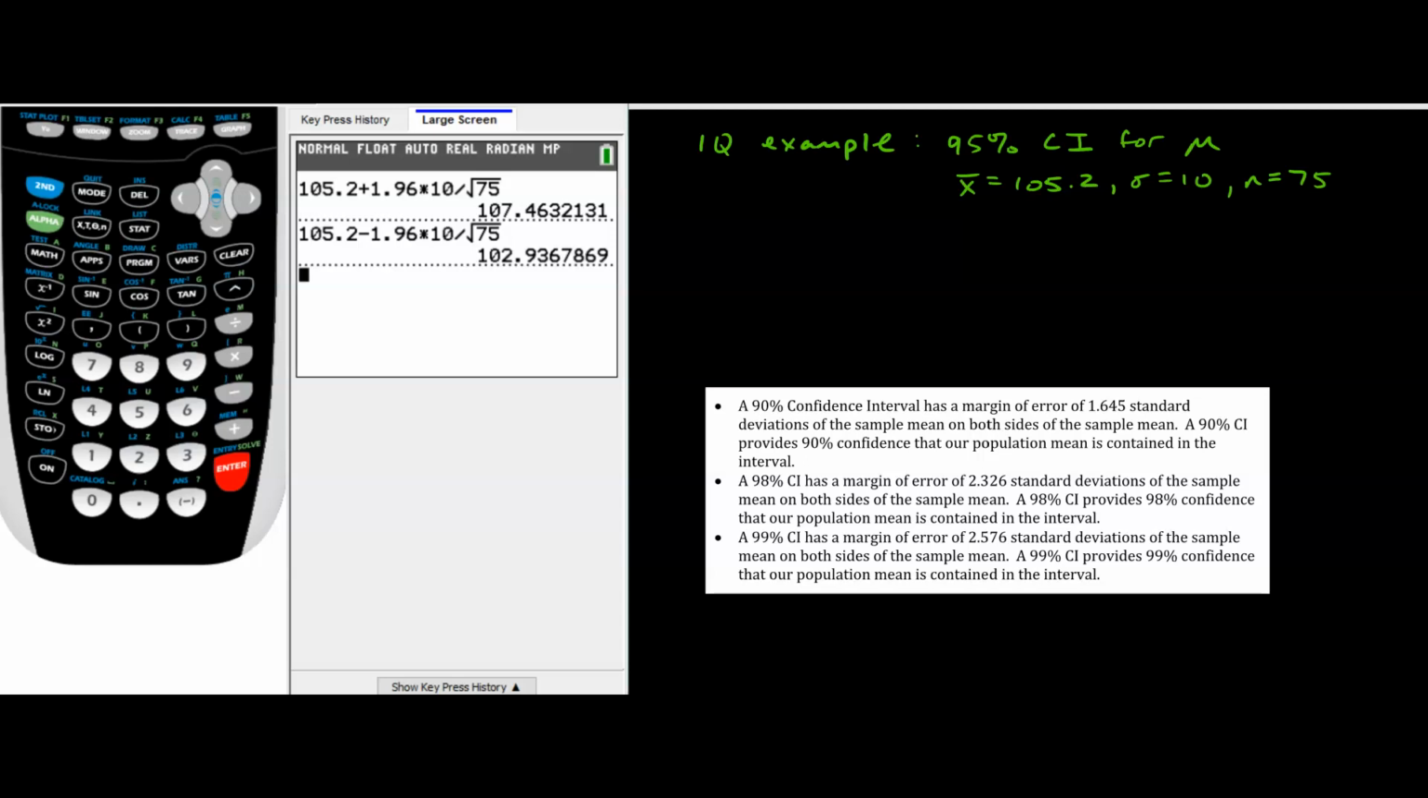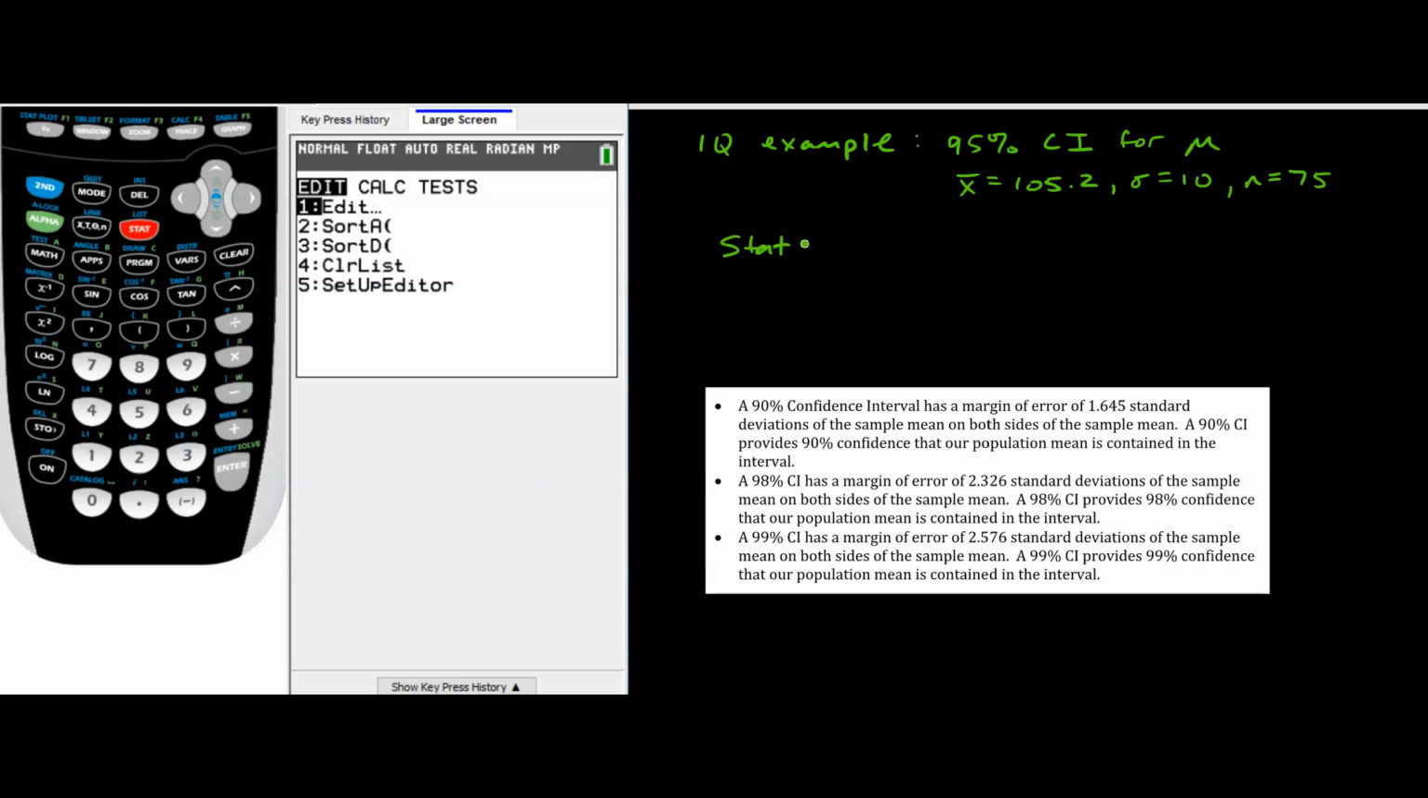calculator. And so to begin with, the very first thing that we're going to do is go into the stat menu, and then from the stat menu we're going to go over to tests. And then once you're inside tests, we're going to see a whole bunch of different tests, and if you scroll down you're going to start seeing some confidence intervals. You see it says Z interval, T interval, there's a whole bunch of different ones. And the one that we want to go to is number 7, which is called Z interval.